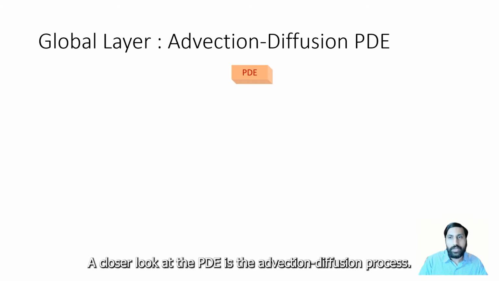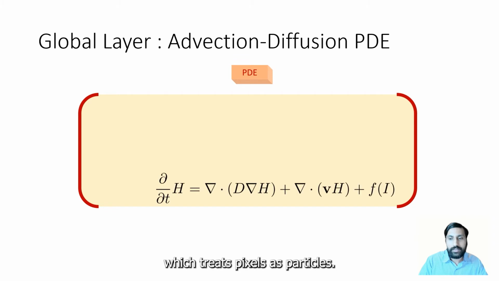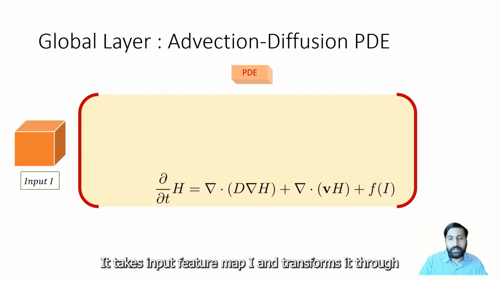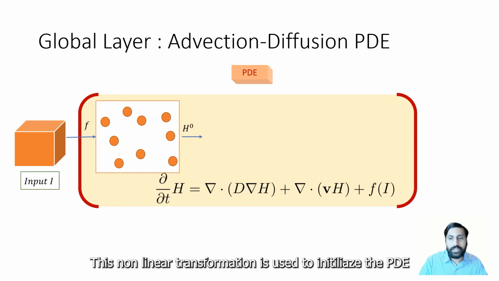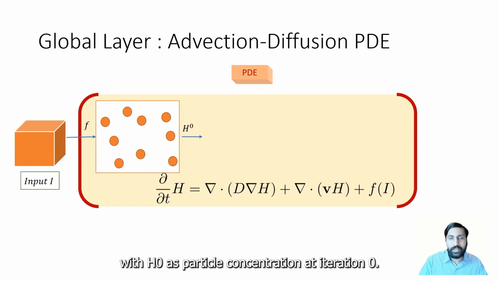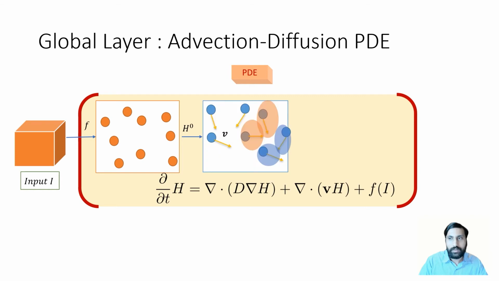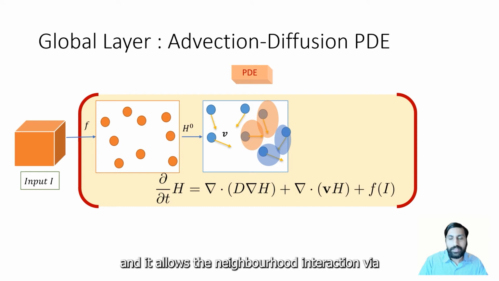A closer look at the PDE is the advection diffusion process, which treats pixels as particles. It takes input feature map I and transforms it through nonlinear function f. This nonlinear transformation is used to initialize the PDE with h0 as the particle concentration at iteration 0. Each particle now has a velocity v, and it allows neighborhood interaction via a diffusion process which has a coefficient d.